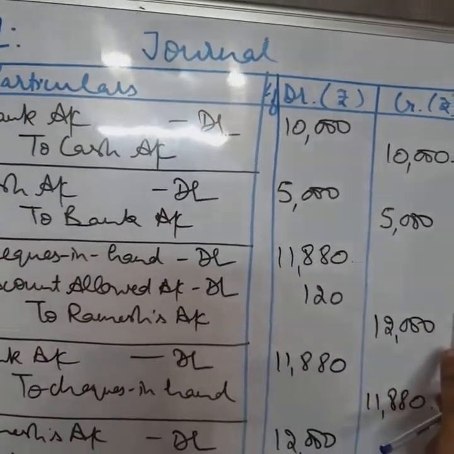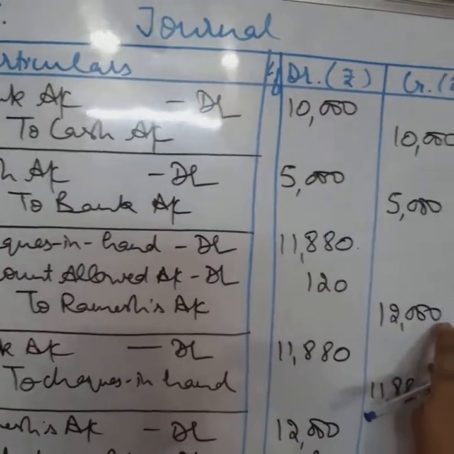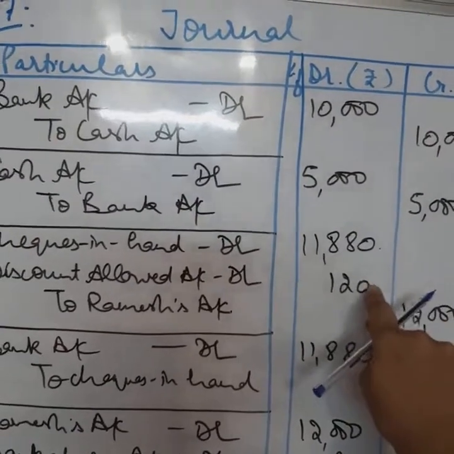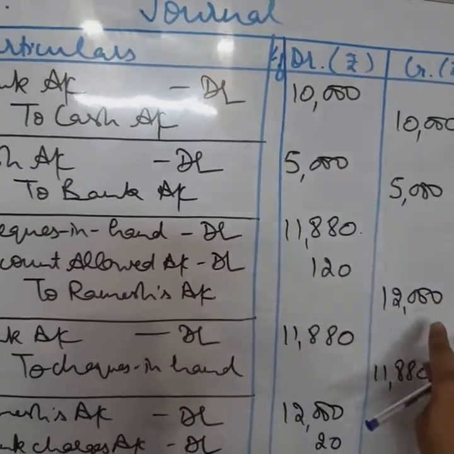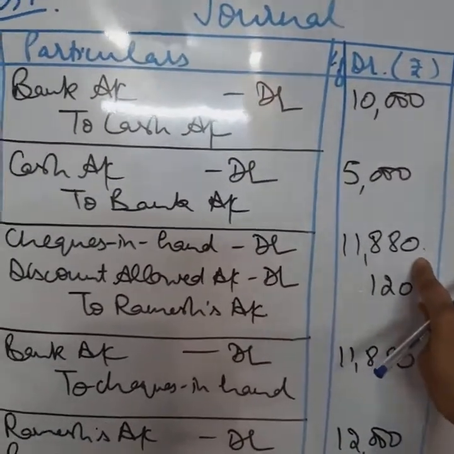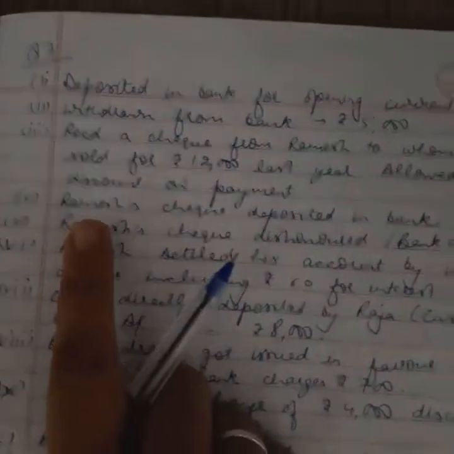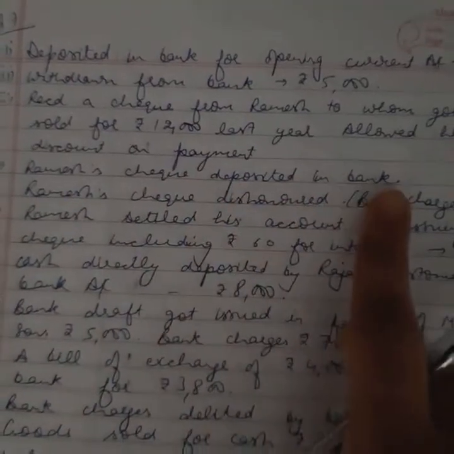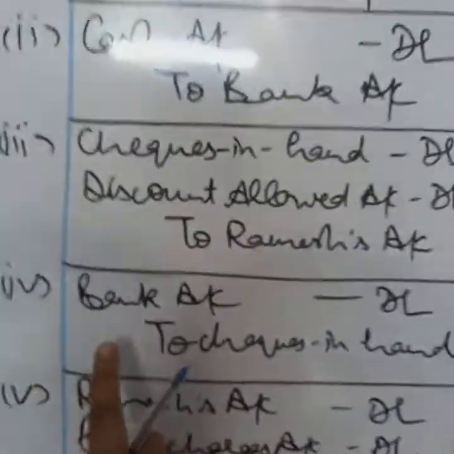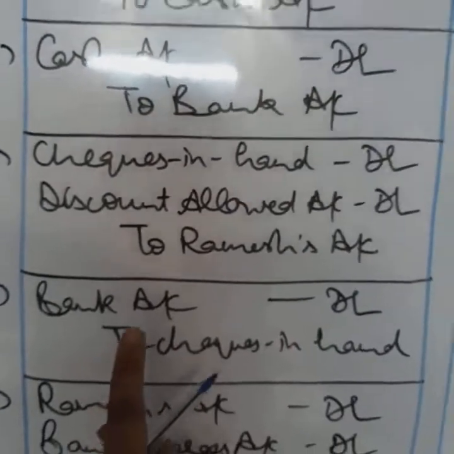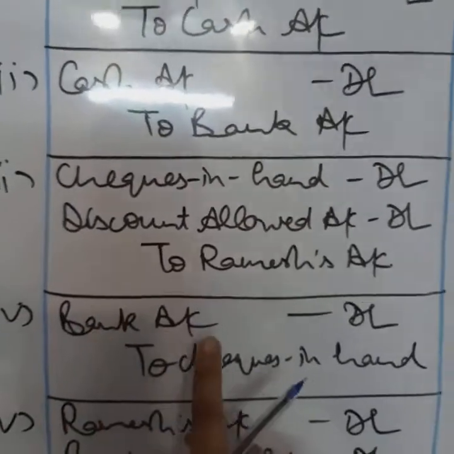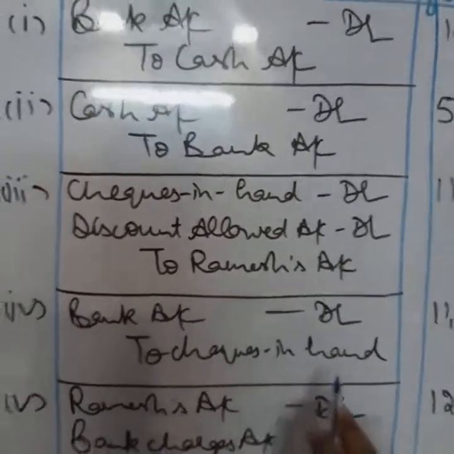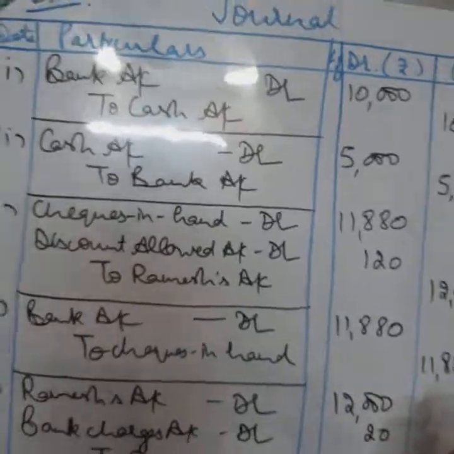So total amount due from Ramesh was 12,000. 1% of 12,000 is 120, which is discount. After deducting 120 from 12,000, we'll receive 11,880 from Ramesh. Now on the next date it is written Ramesh's check deposited into bank. So now you will debit the bank account, because now in this point bank balance is increasing. So bank account debited to checks in hand with 11,880.